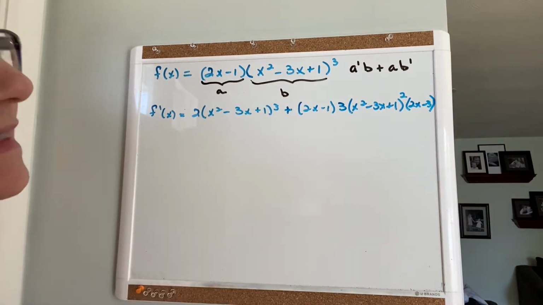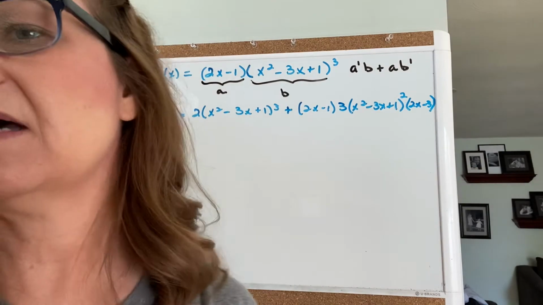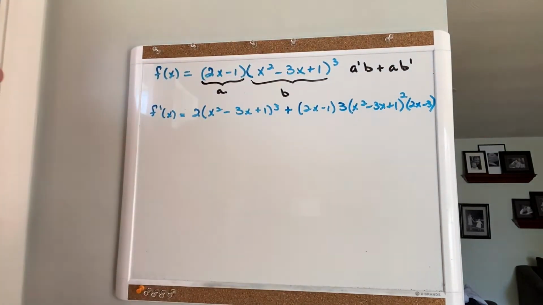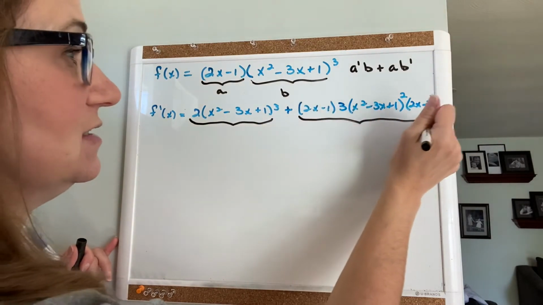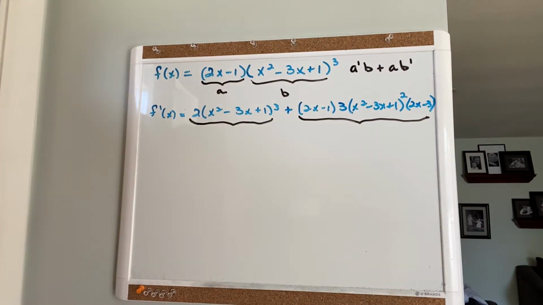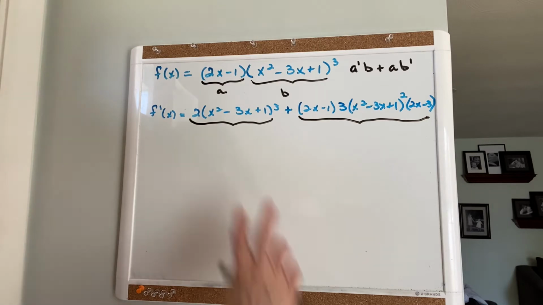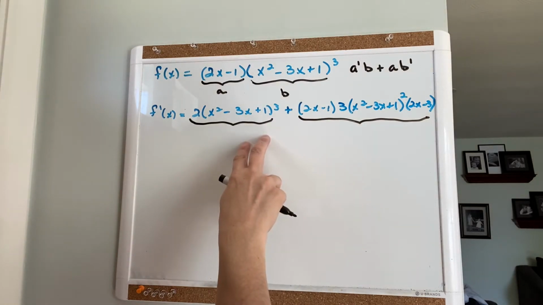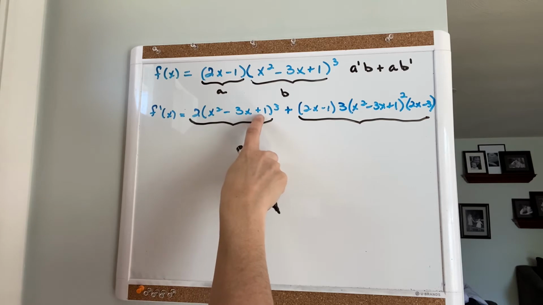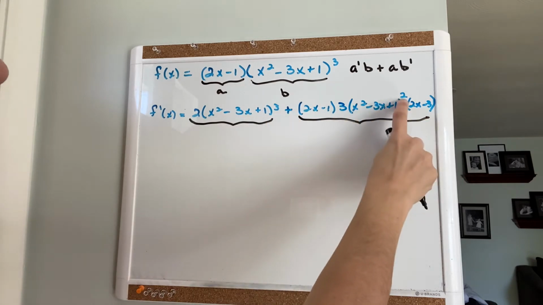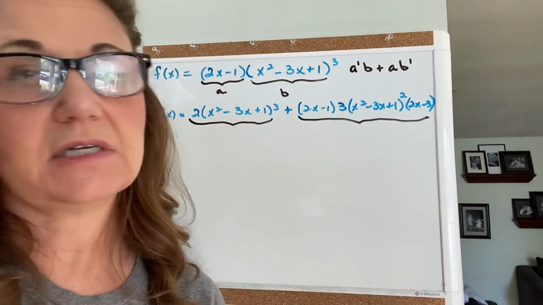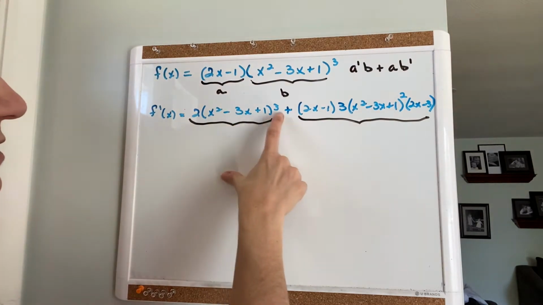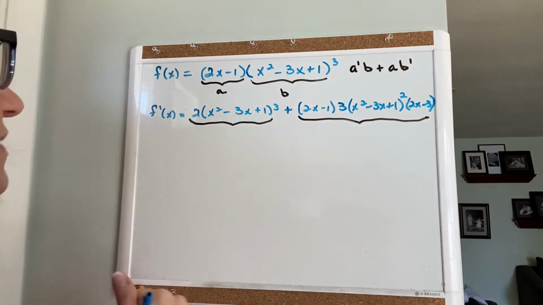So now we need to clean this up. One of the things that I want you to do is recognize that you actually have two terms here. Remember, addition and subtraction separate terms. So when you look at these two terms, you see that x squared minus 3x plus 1 to the second power is common to both terms. So we are now going to factor out x squared minus 3x plus 1 squared from each term.